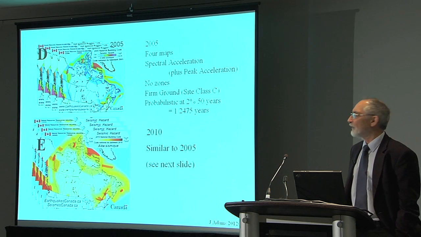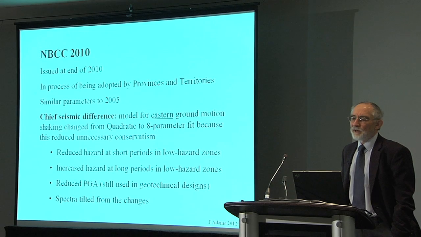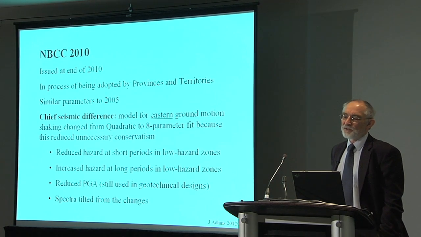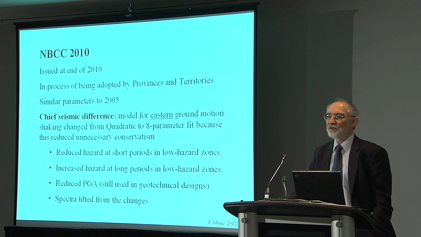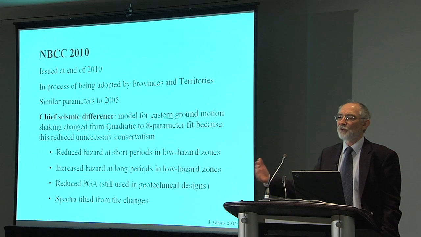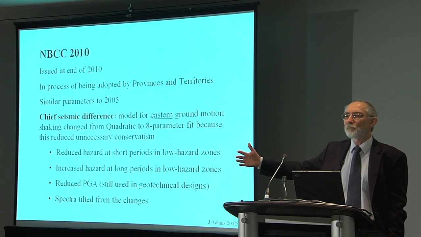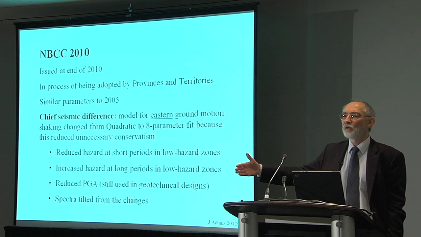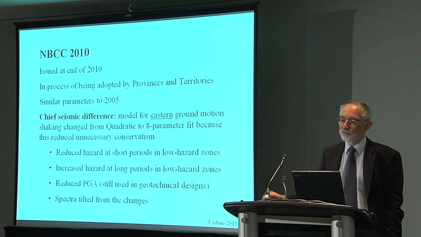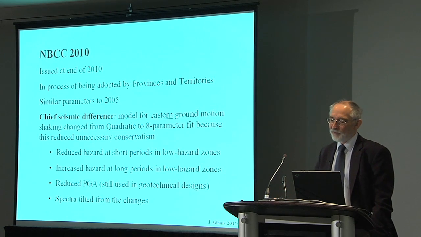The 2010 maps are effectively very similar to 2005, but with a few tweaks, which I'll show. Now, the National Building Code for 2010 was issued at the end of 2010, and it's in the process of being adopted by the provinces and territories. And I must admit, I don't know whether today Ontario has adopted it. It becomes part of the Ontario Building Code. And then when you see the building which is being started across the street, it's built according to a building code that was in effect as part of law in the province at the day in which the plans were approved.